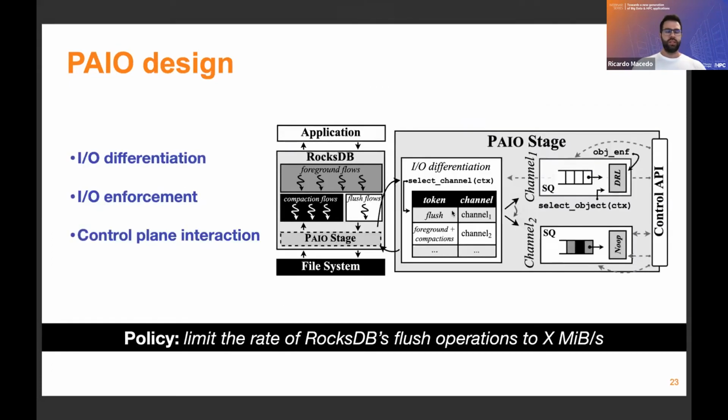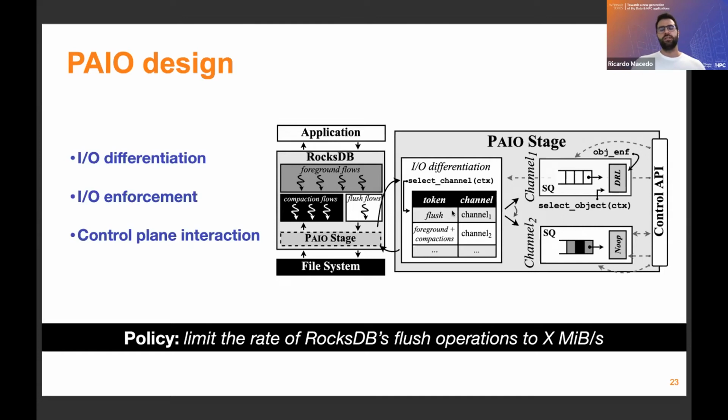To better understand how all of these concepts work together, let's consider our previous stack again: the application, the key-value store, in this case RocksDB, and the file system. Now we have a PIO data plane stage that sits within RocksDB, before the requests are submitted to the file system.